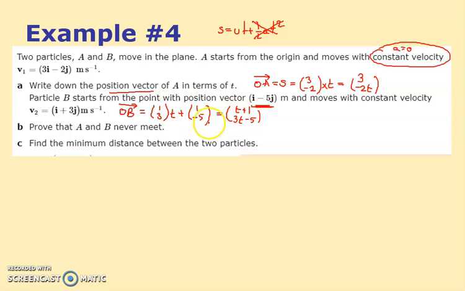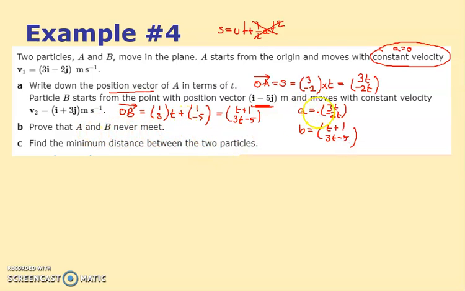Okay, so I've got my two vectors. I'm going to write A equals 3t, minus 2t. Oh, that was 3t. I nearly made a mistake there. And B equals this one: t plus 1, 3t minus 5. And it says, prove that these two things never meet.